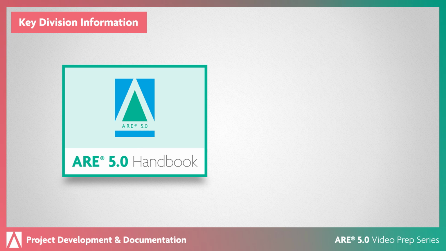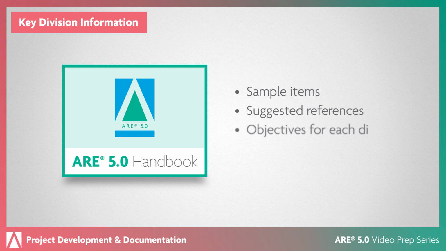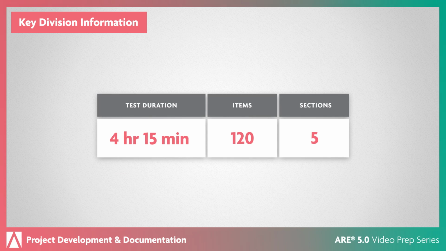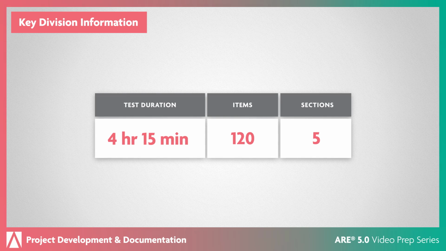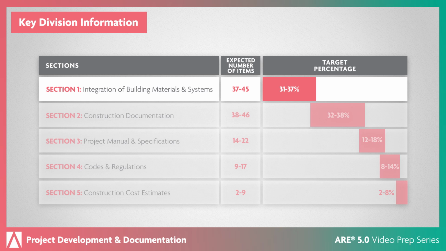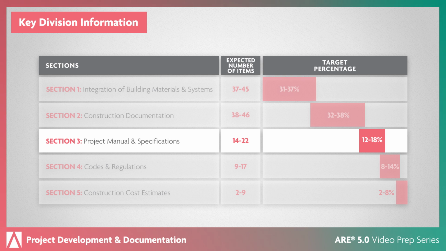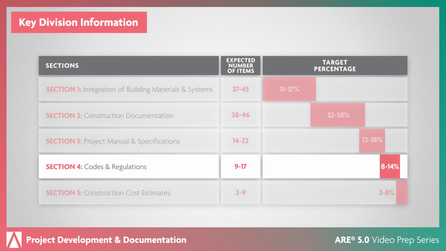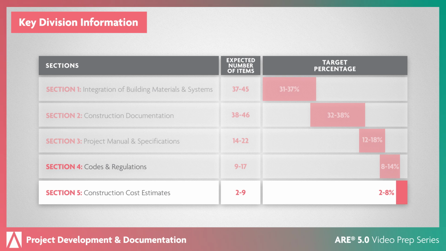The handbook discusses the content of all 6 divisions and includes sample items and suggested references, as well as more information on the objectives for each division. You'll have 4 hours and 15 minutes to answer 120 items in this division. The content is distributed between sections on integration of building materials and systems, construction documentation, project manual and specifications, and codes and regulations, as well as a small section on construction cost estimates.